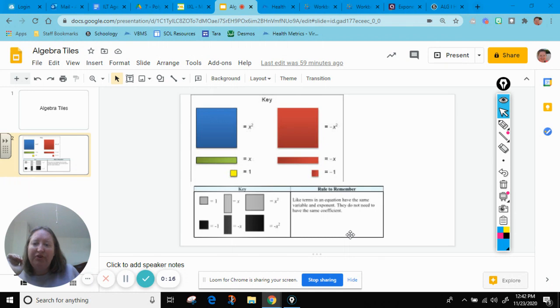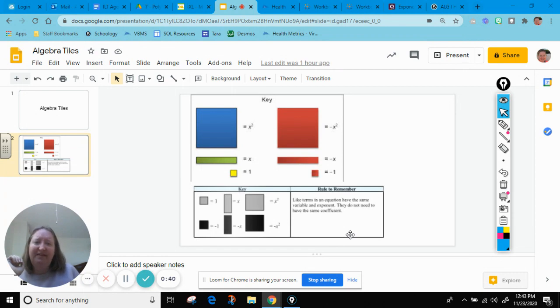Okay, so first you have to understand just what they represent, and you will usually be given a key like this. And notice that these negative ones are all red. That's pretty common. These colors may fluctuate. Sometimes I've seen purple ones and all different sorts of colors, but usually the negative ones are all the same color, and it's usually red.